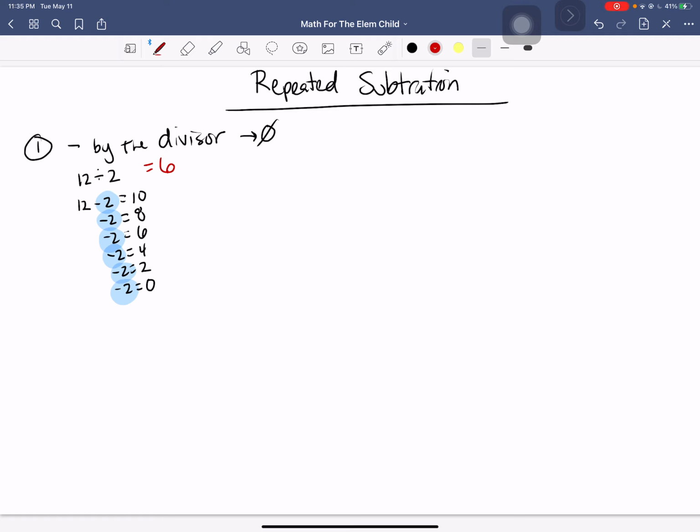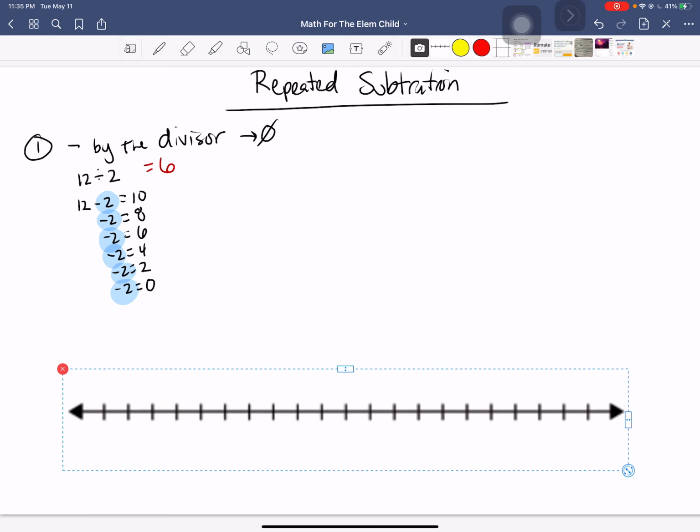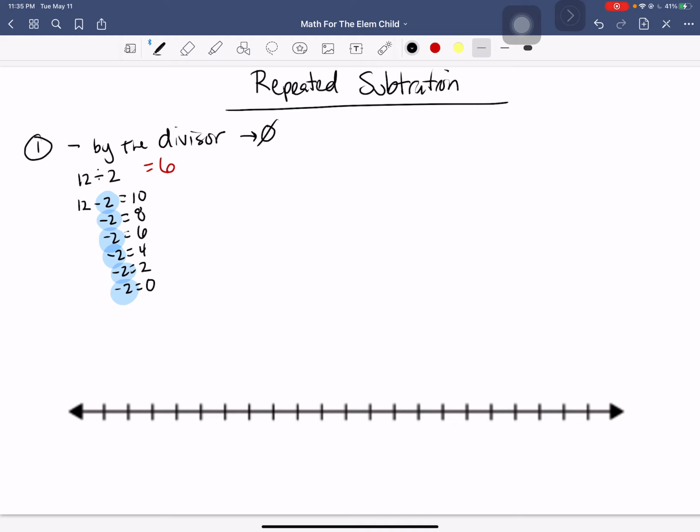Let's try it with the number line with a different question. So let's just draw a number line. If we have the problem 45 divided by 5, we know we have to subtract 5 from 45 however many times it takes until we reach 0.